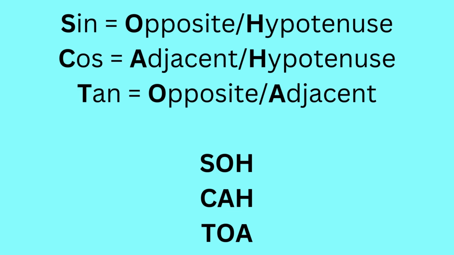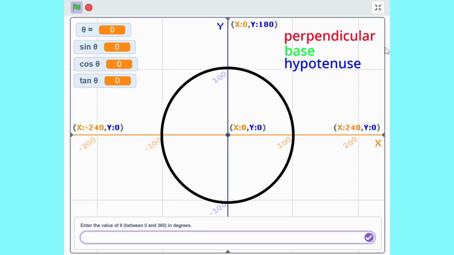A simple way to remember this is SOH CAH TOA. So sine is equal to opposite upon hypotenuse, cos is equal to adjacent upon hypotenuse, and tan is equal to opposite upon adjacent. The game asks you to enter the value of the angle theta in degrees.